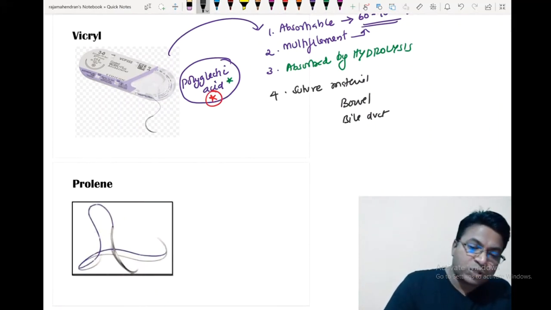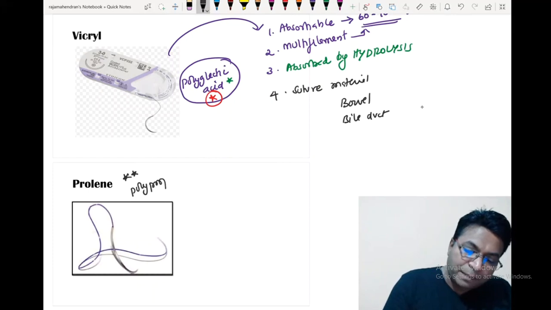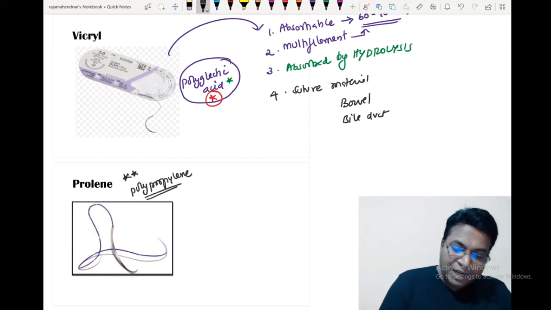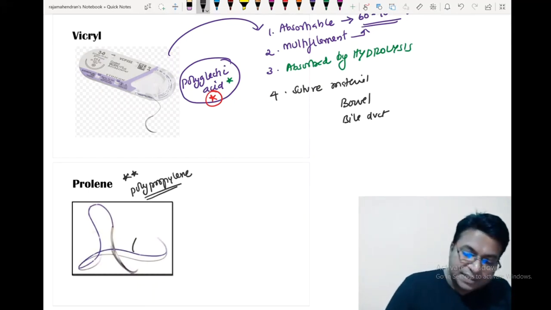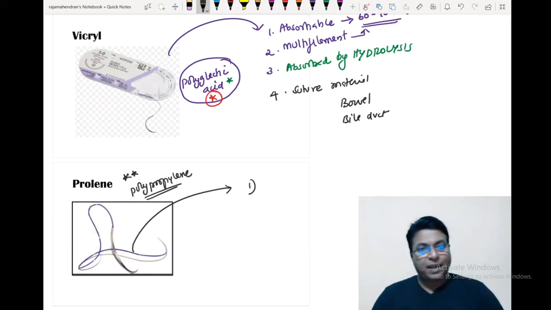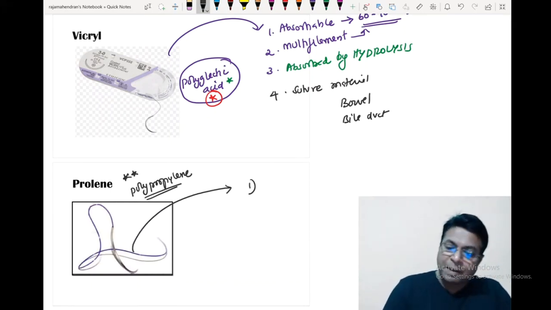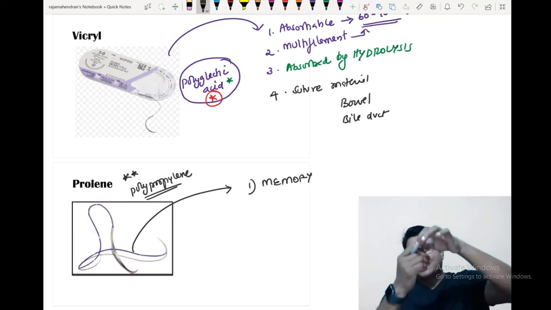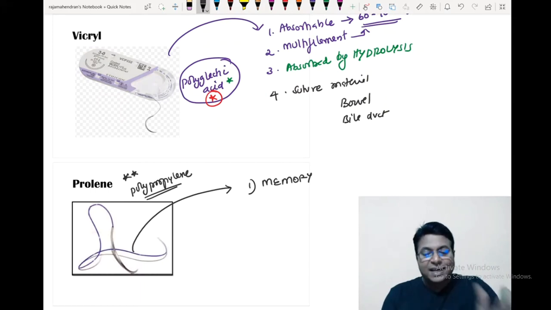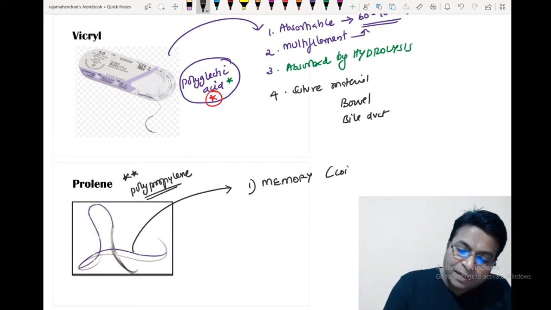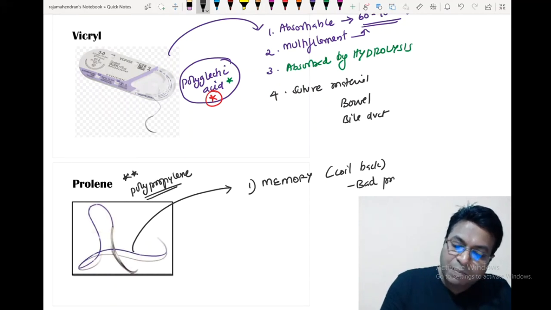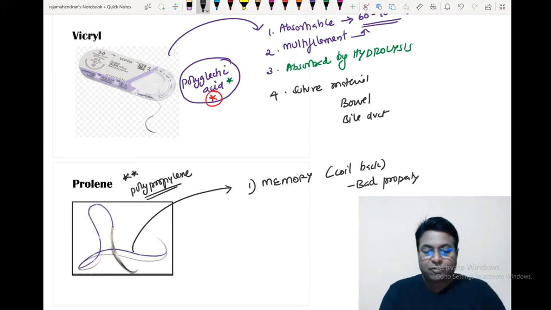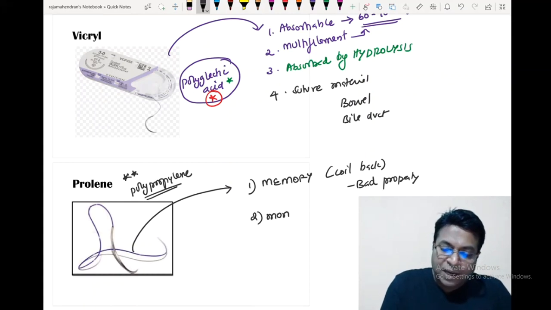The most important suture material for the FMG exam is Prolene, which is nothing but polypropylene. You can identify this from the material itself because there is an interesting property seen. The property shown here is memory. When I stretch other suture materials, they get stretched, but Prolene will not; it will coil back. Is it a good property or a bad property? It is a bad property. Please remember, having memory is a bad property of Prolene, and it is a monofilament material.